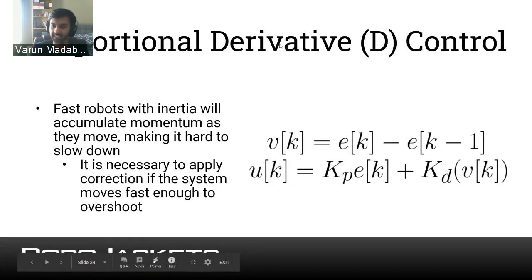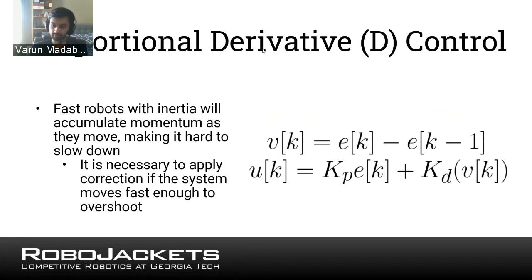So lastly, we're going to be talking about derivative control. And this makes up the third term, the D in PID. And this is used where if your robot is moving really fast or your mechanism is moving really fast, it'll have some momentum, which is going to make it harder to slow down. And so you want some effect that'll actually slow the robot down if it's going too fast.